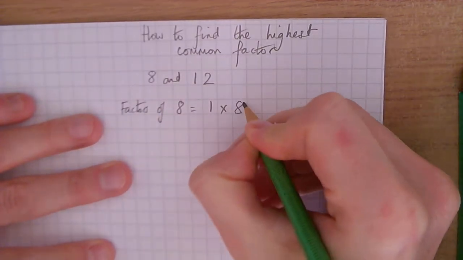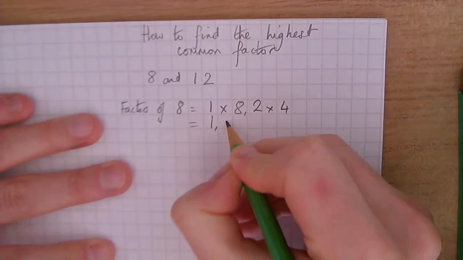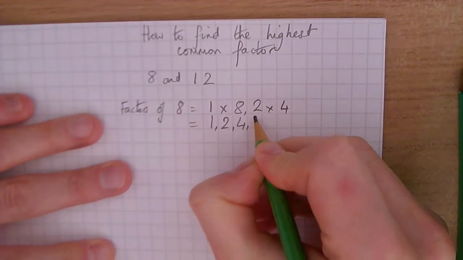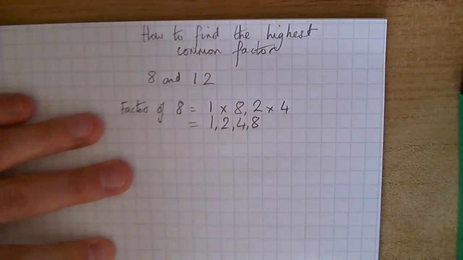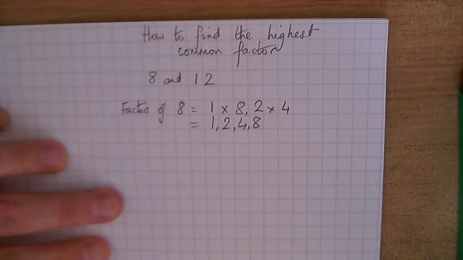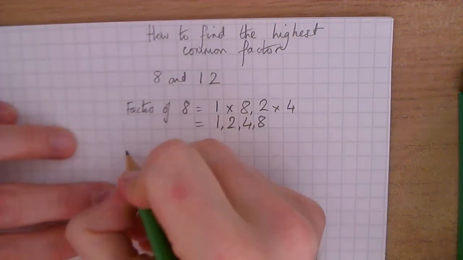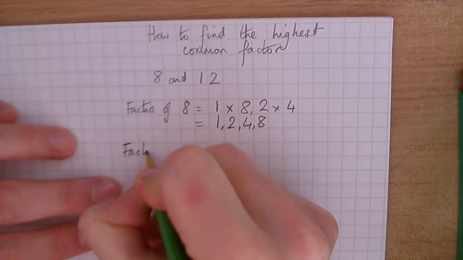So let's look at the factors of 8 first. Normal way, write out the factor pairs and list them in order. So there's my factors of 8: 1, 2, 4 and 8. They all divide into 8 without leaving a remainder. They divide exactly.